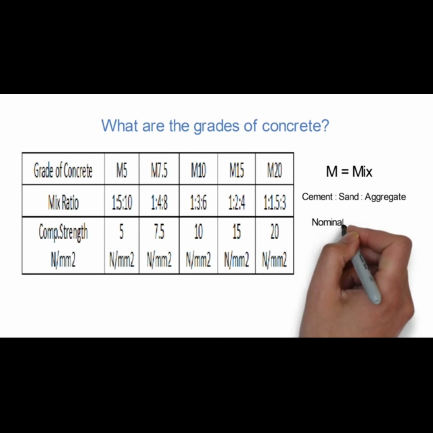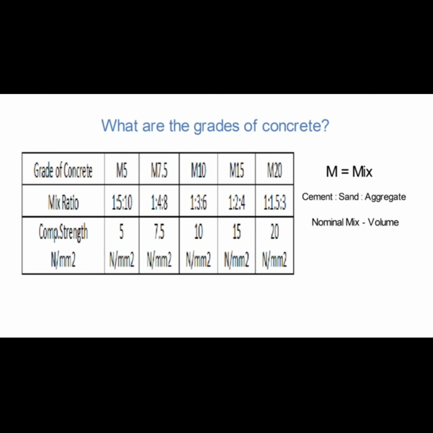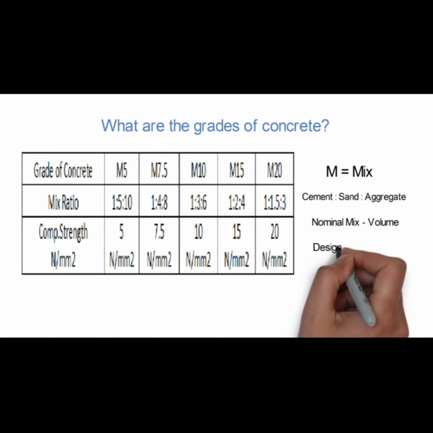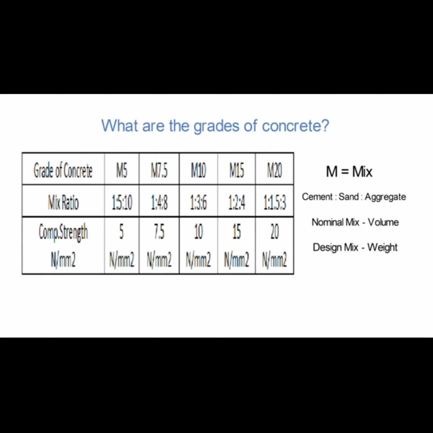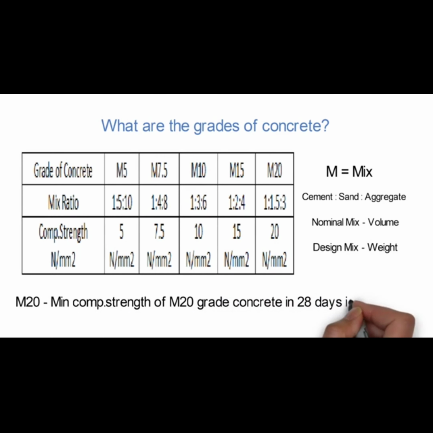In nominal mix, the proportion of cement, sand and aggregate is on the basis of their volumes. But in case of design mix, the proportion of cement, sand and aggregate is on the basis of their weights. Meaning of M20 is that the minimum compressive strength of M20 grade concrete in 28 days is 20 Newton per mm square.